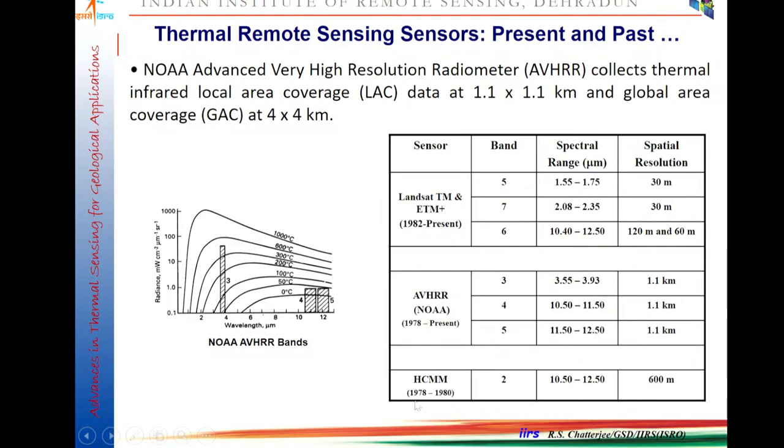Okay, it's another mission. This is an old one, 1978 to 1980. This is the Heat Capacity Mapping Mission. There is one band only, 10.5 to 12.5. Here the spatial resolution or pixel size was 600 meter.